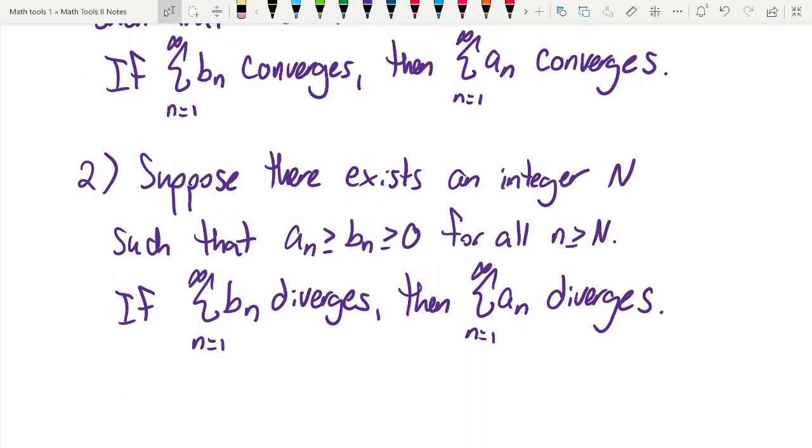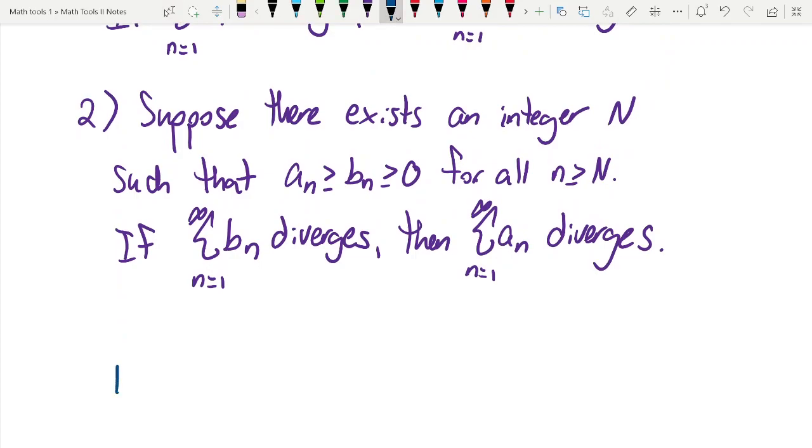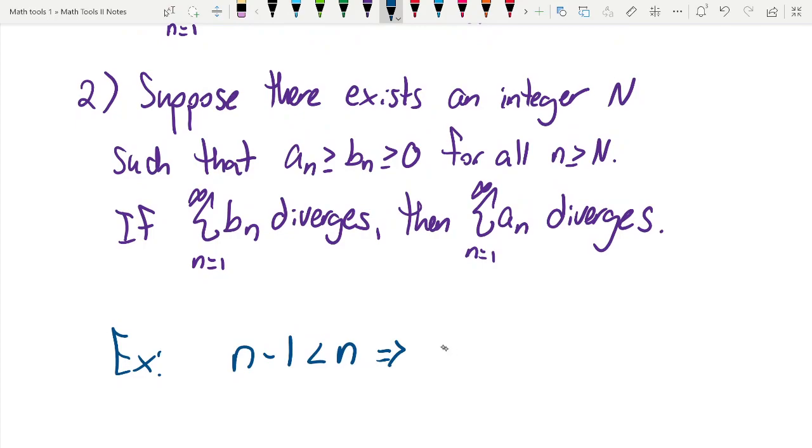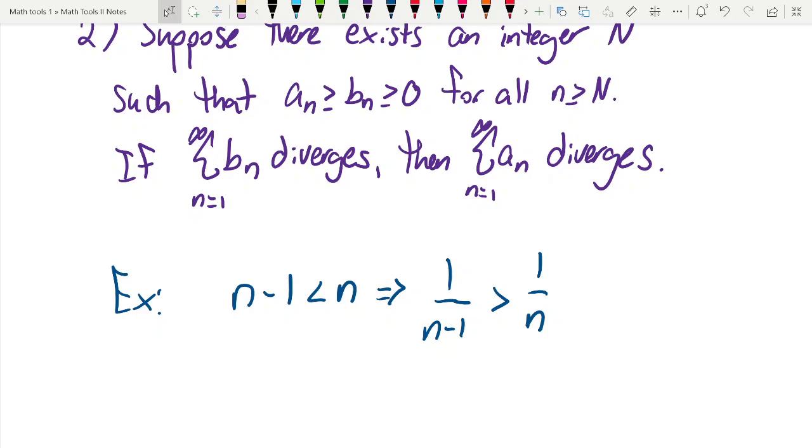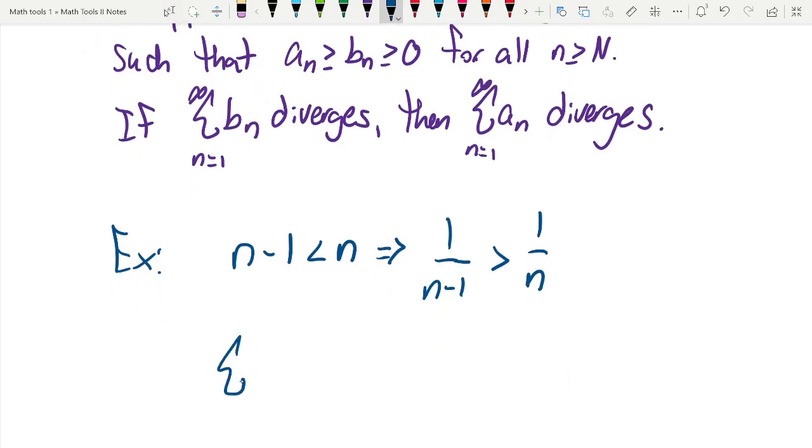We didn't look at an example of this one yet. Well, we did kind of do an integral test, but let's look at this. If we take n minus 1, we know this is less than n. So this implies that 1 over n minus 1 is greater than 1 over n. I'm going to start this at 2, just so that this one isn't undefined at any point, but that's not going to change anything.